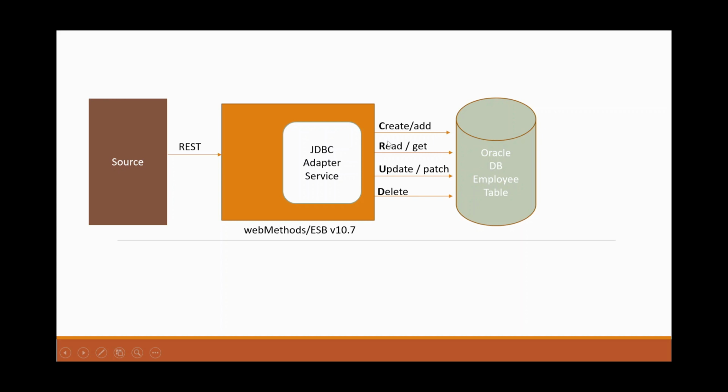So basically we are going to use CRUD operations on the database table using the JDBC adapter service, which is available in webMethods. For this demo, we are going to use version 10.7, which is the latest version. Once we have connected this table through different operations via adapter service, finally we are going to expose that as a REST web service from webMethods, and we are going to verify it from Postman to see whether it is working as expected or not. So this is what we are going to see today.